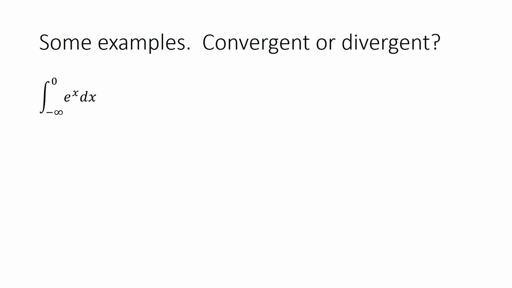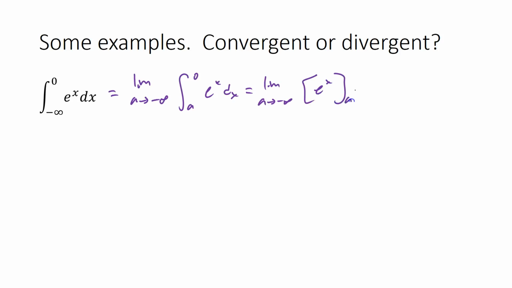So the question is, are they convergent or divergent? This one, we're just going to do it straight from the definition. So we're going to do the limit as a approaches negative infinity, integral from a to 0, e to the x dx. The antiderivative of e to the x is just e to the x from a to 0. So now we plug them in: the limit as a approaches negative infinity, e to the 0 minus e to the a. E to the 0 is 1, so this is the limit as a approaches negative infinity of 1 minus e to the a.